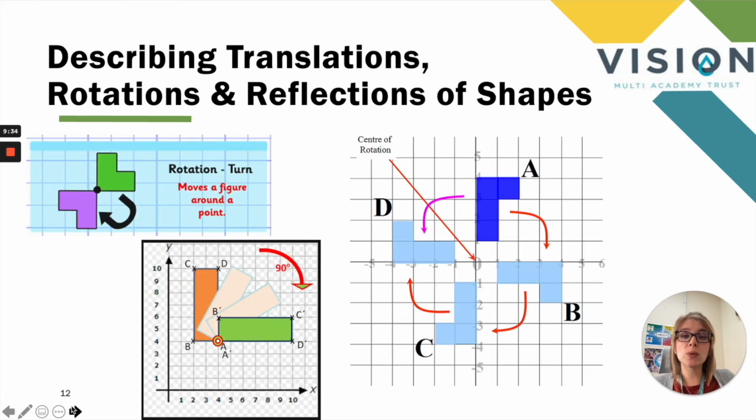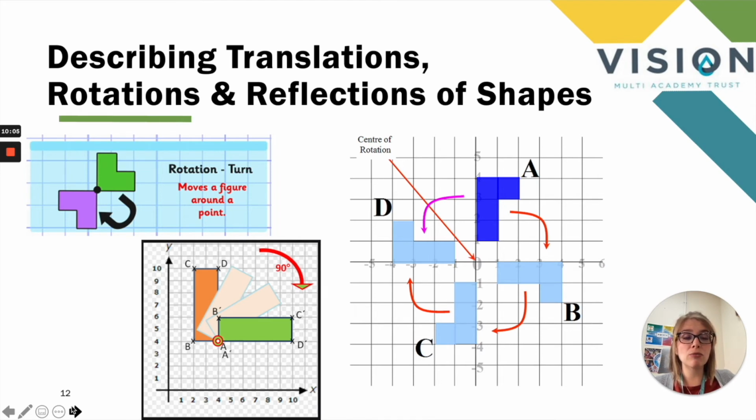Looking at rotations. So a rotation is where we move a shape or a figure around a specific point. So if we look at the bottom diagram, we can see that the rectangle has been rotated around point A. The whole shape simply moves around that point. So it's as if we're picking it up and moving it around. And we can see that that has been a rotation of 90 degrees. It's a quarter turn.